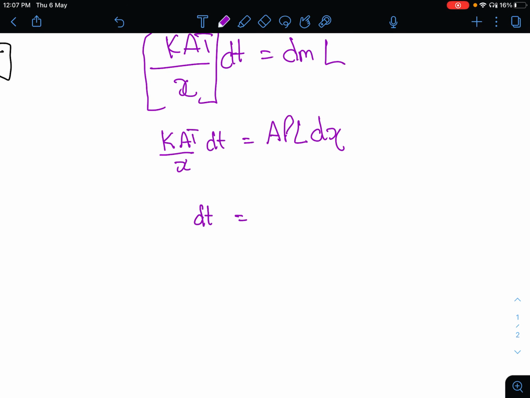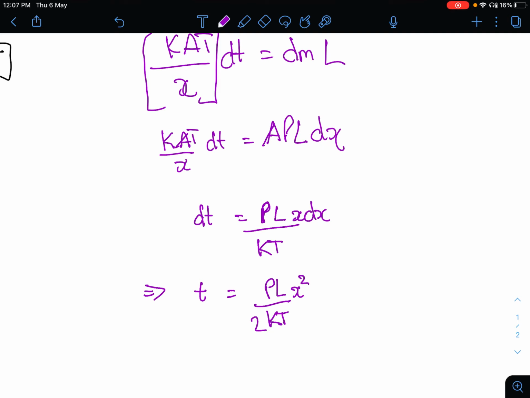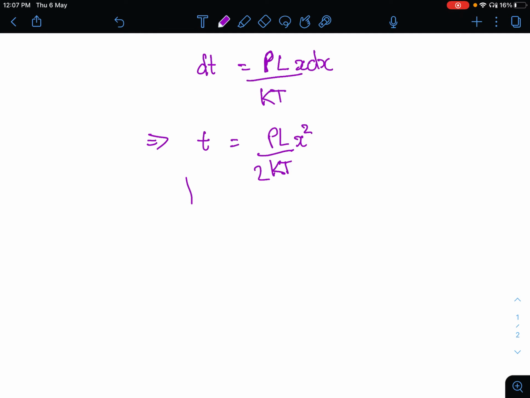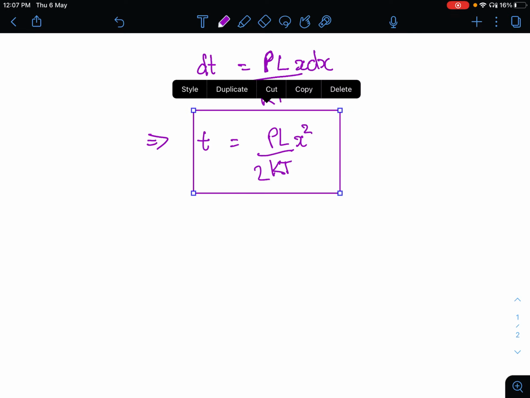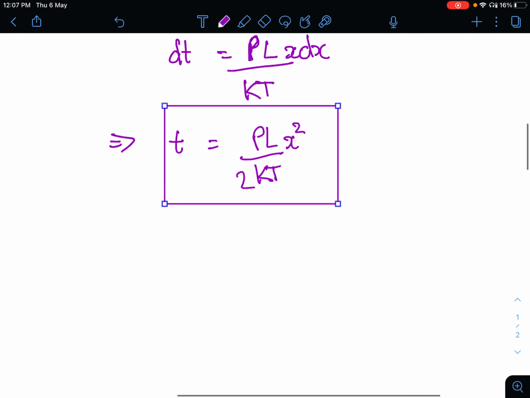Now when I take dt on this side and take all the other stuff to that side, first I can cancel out A and A. We will get rho L by KT into x dx. When you integrate this on both sides, time is equal to rho L by 2KT into x square. This is the time required for forming ice from scratch, like there is no ice, but you want to form ice of thickness x.